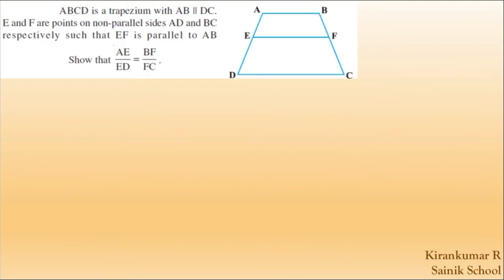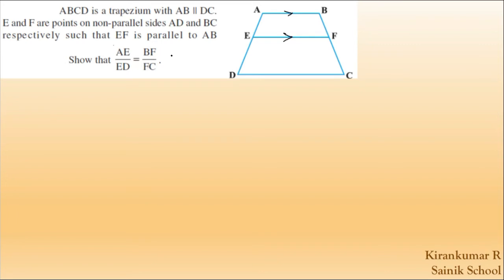Now let us solve a few questions based on the basic proportionality theorem and converse of basic proportionality theorem. Here we have a question. ABCD is a trapezium with AB parallel to DC. E and F are the points on non-parallel sides AD and BC respectively, such that EF is parallel to AB. Show that AE by ED is equal to BF by FC.